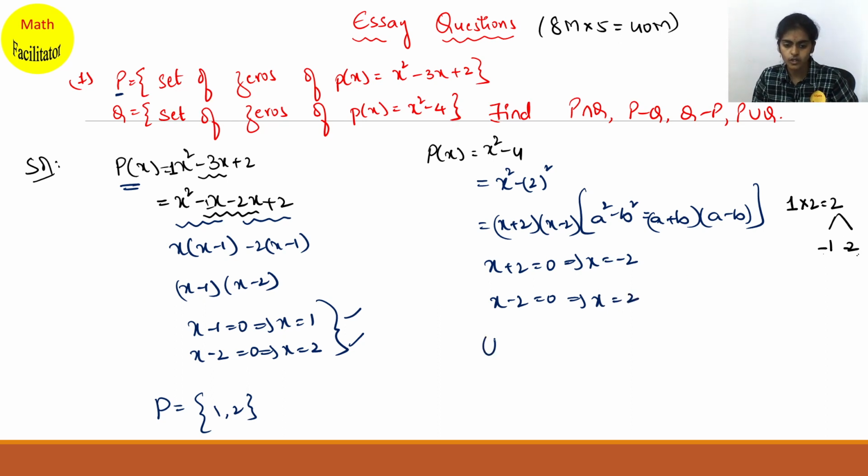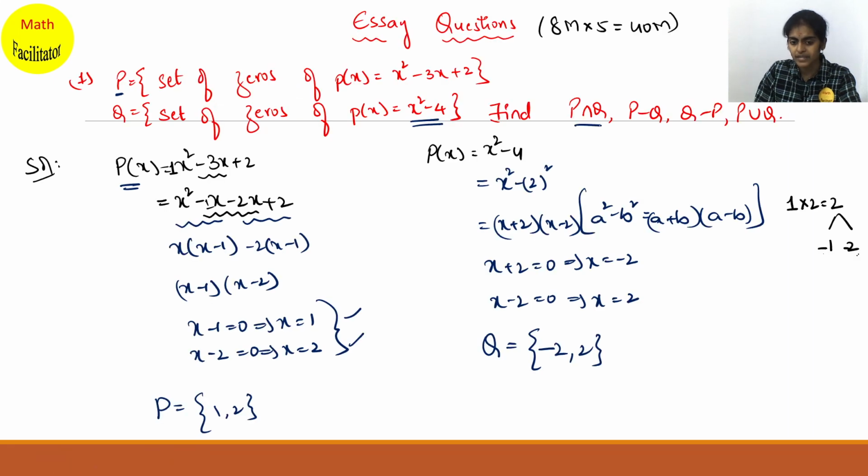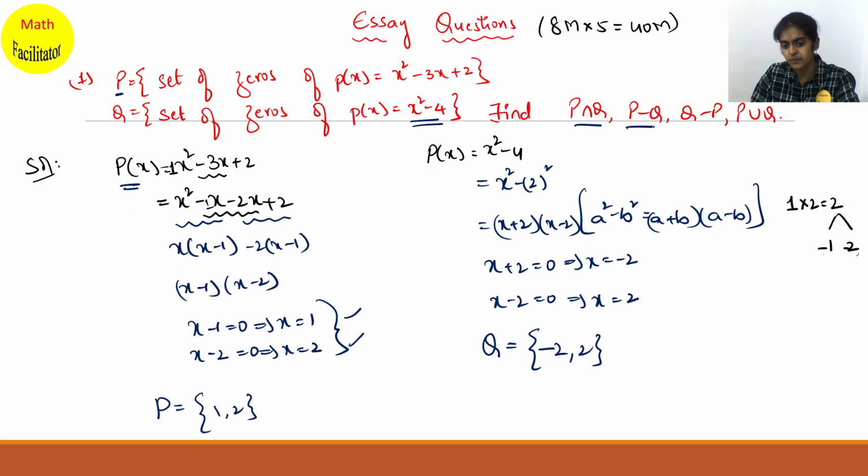Q is a set of elements containing the zeros of this polynomial x square minus 4, so it is nothing but minus 2 and 2. So here P's elements are 1 and 2, and Q's elements are minus 2 and 2. Now you have to find P intersection Q. What is P intersection Q? It contains only the common elements. What are the common elements? See, 2 is the only common element. So P intersection Q is 2. Now I want P minus Q. Now you should find P minus Q.